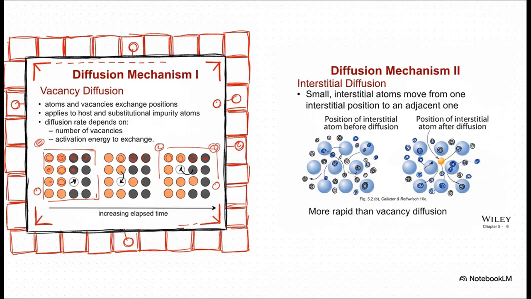Now on the right, we have interstitial diffusion. This is where smaller impurity atoms just squeeze right into the empty spaces, or interstices, between the larger host atoms. Because these little guys are tiny, they don't have to wait for a vacancy to open up. It's kind of like a small person weaving quickly through a super crowded room. Because of that, interstitial diffusion is much, much faster than vacancy diffusion.